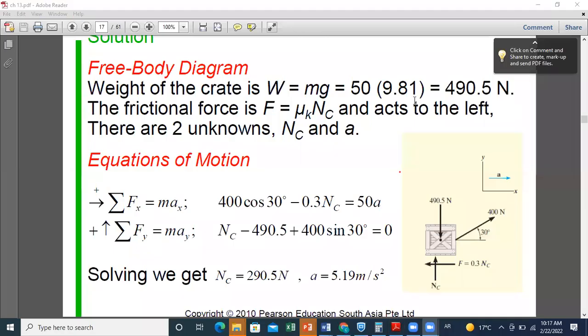So we were saying that the second equation we will write is the equation along the direction of motion in order to determine the acceleration of the box. So we project forces along x. As we said, force P, which is inclined, has a certain horizontal projection. The horizontal projection is 400 cosine 30.